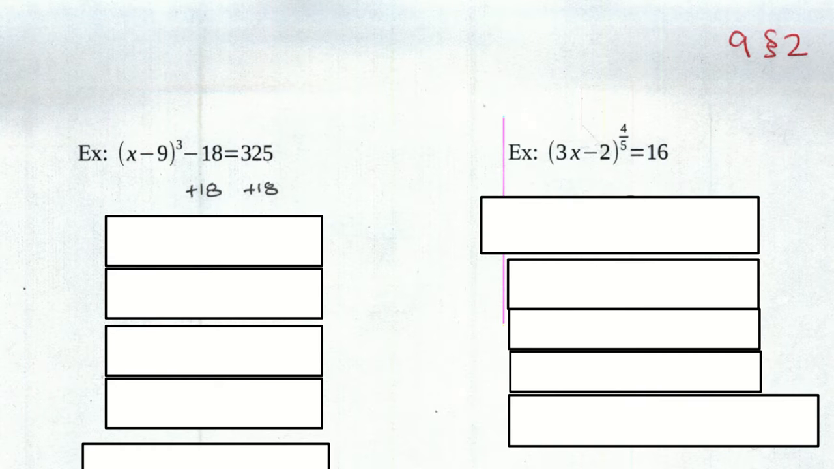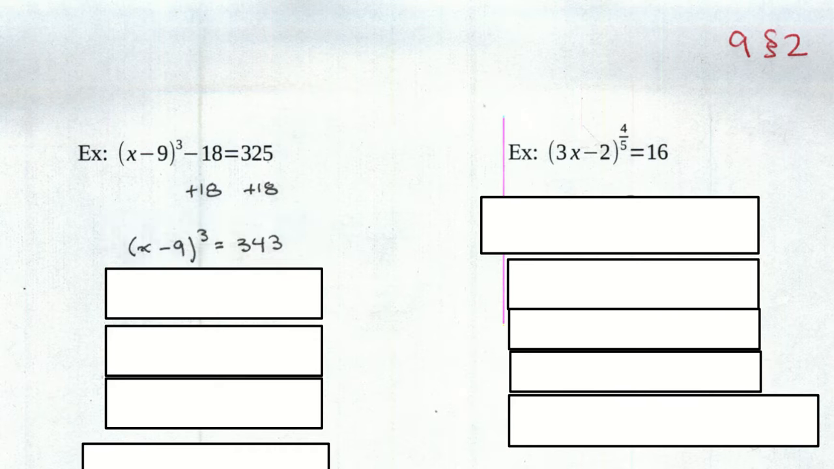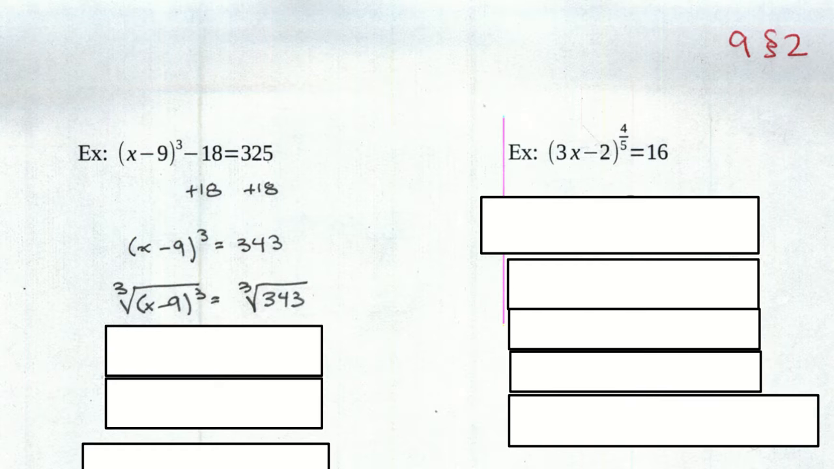And the moment we've done that, we've got the cube by itself on the left side. Why is that good? That's good because a cube root will undo a cube. So we take the cube root of both sides.